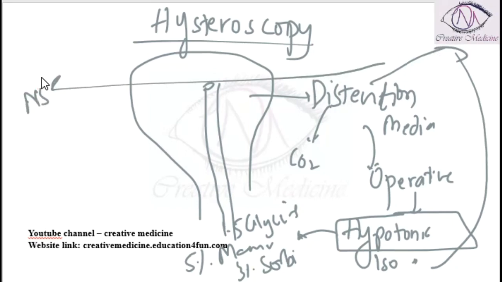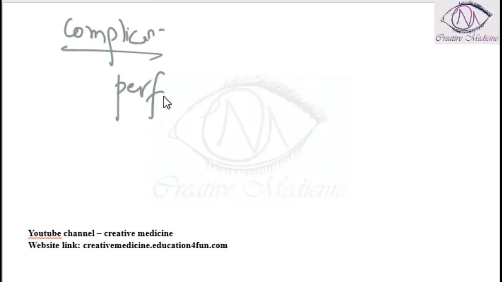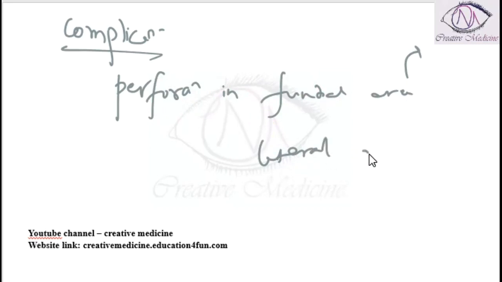The most common complication of hysteroscopy is perforation. If the perforation is in the fundal area, then we have to do observation. If the perforation is in the lateral area, then we can do immediate laparotomy, and if the perforation is in the posterior area, then we can do immediate laparotomy.